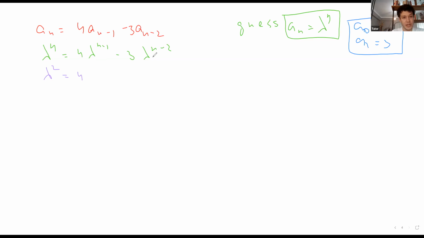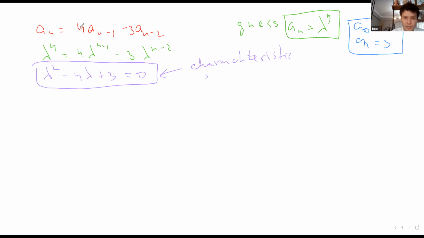So if I do this simplification, this is a quadratic equation, right? Let me rewrite this as a quadratic equation: lambda squared minus 4 lambda plus 3 equals 0. Now this thing in here is called the characteristic equation. This is the characteristic equation of this sequence.